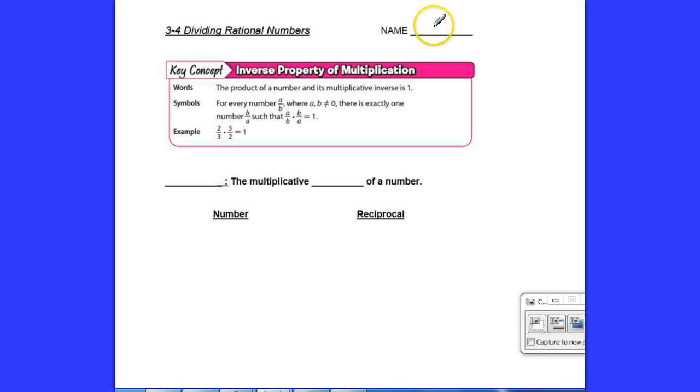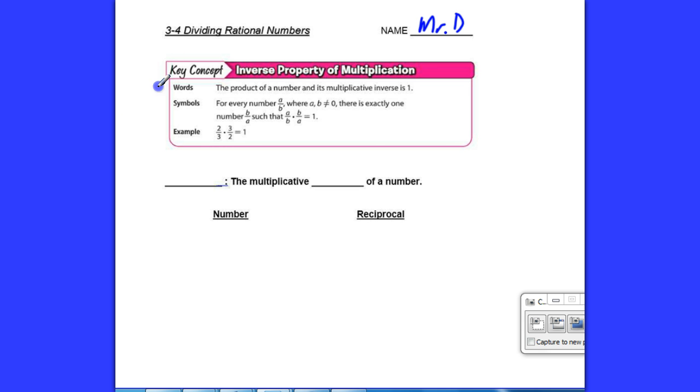So in front of you, you should have these notes. Please put your name on them. And the section is right here. It's 3-4, dividing rational numbers. Again, you're going to be doing this without a calculator. That basically means fractions. Yay, you're going to learn how to divide fractions here without a calculator.